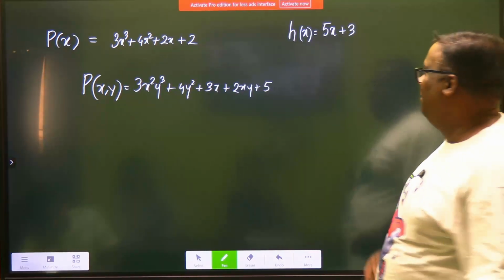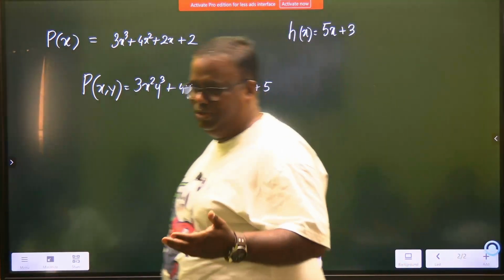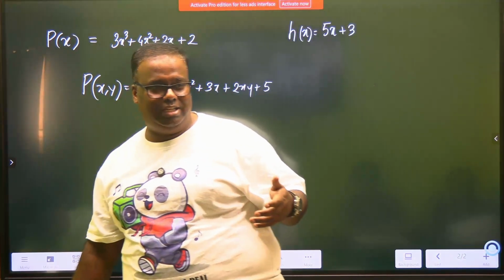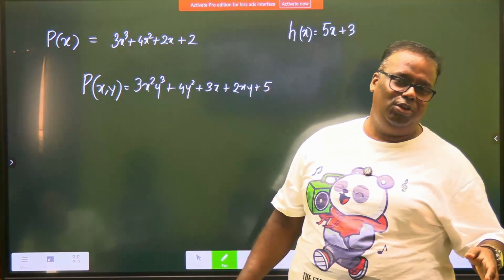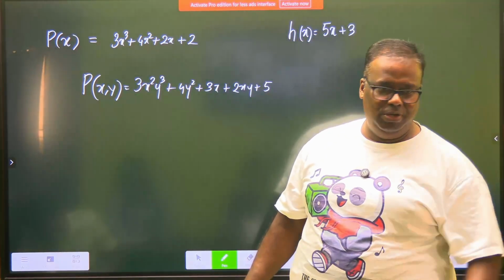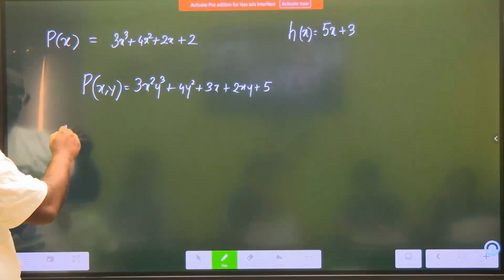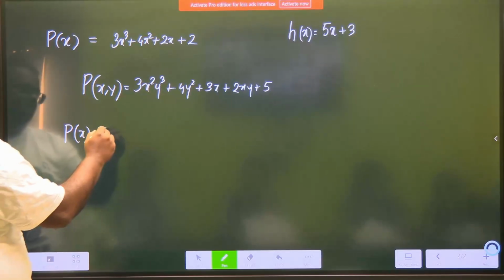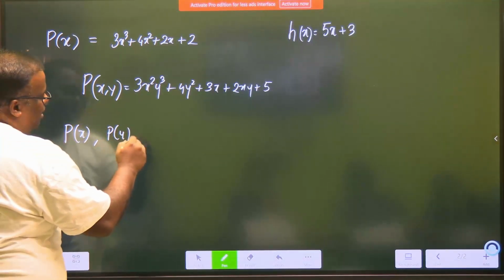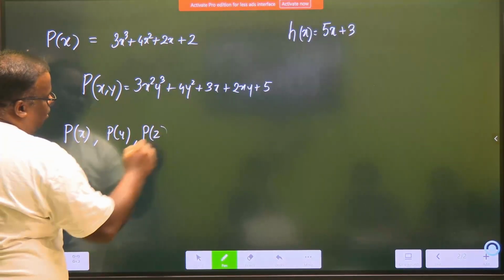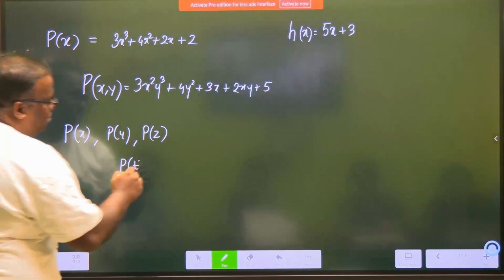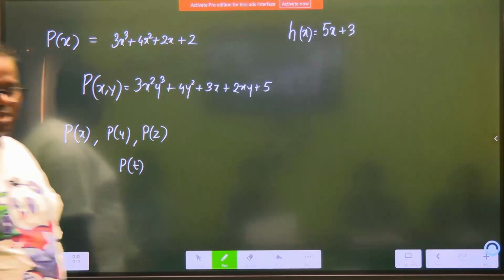Understood? But CBSE has one gift for you. Whether you are in grade 9 or grade 10, we always deal with polynomials in one variable only. So our polynomials that we will be talking about in CBSE would be either a p of x, or a p of y, or a p of z, or a p of t. But you won't see two variables appearing together.